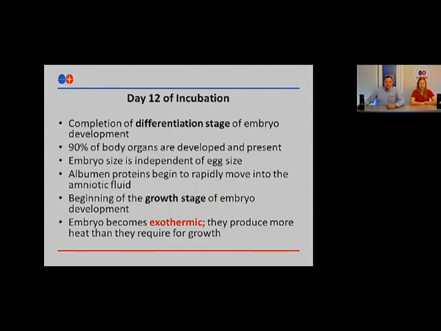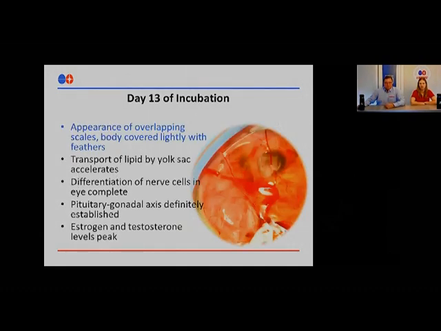Day 12 that basically is when we have completion of the differentiation stage of the embryo, which means that at this point, everything is in that embryo and should be in place for what that embryo needs to develop. So from this point on is when we really begin that growth stage, because we are not building new parts of that embryo, we're growing the parts that have previously been placed in that embryo. 90% of the organs are developed and are fully developed and present. And then you have your embryo size will begin to really grow during the growth phase.